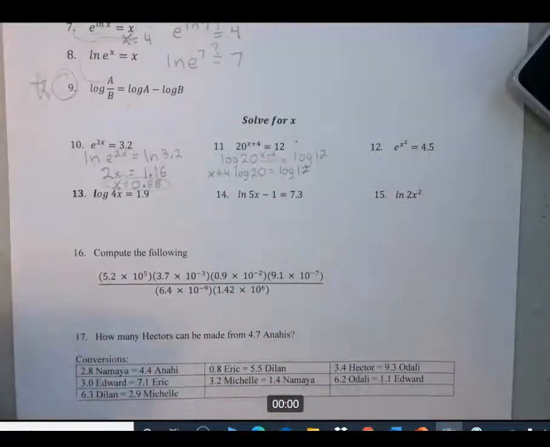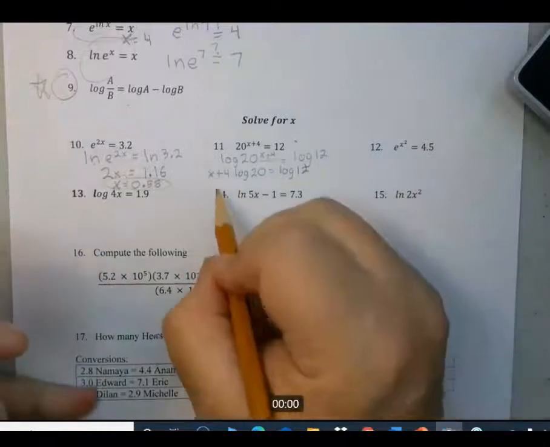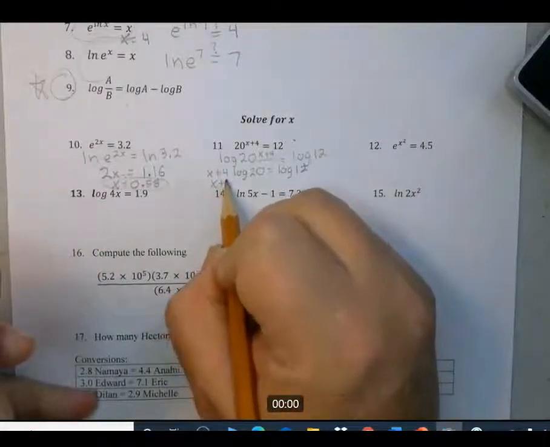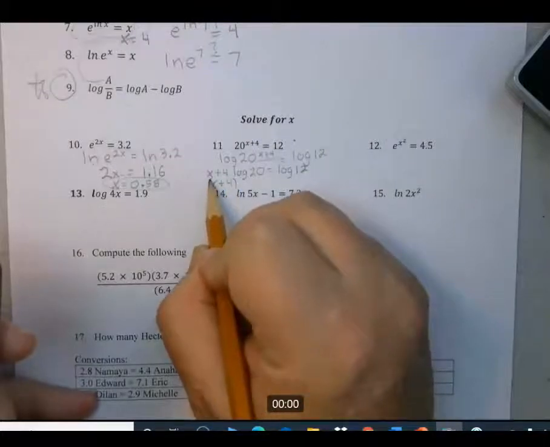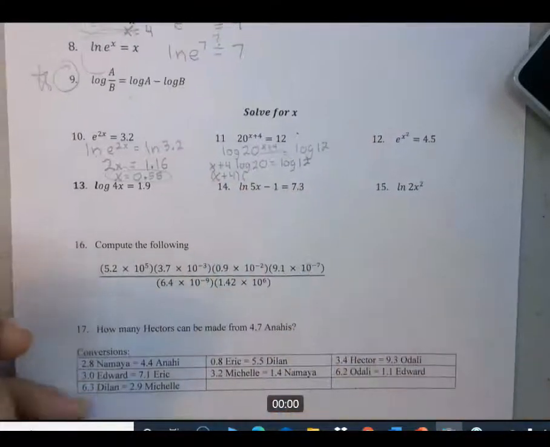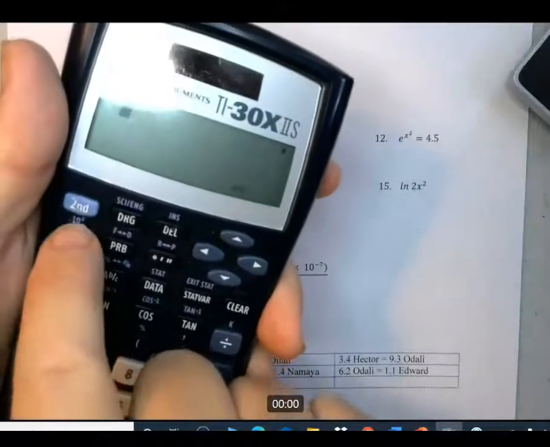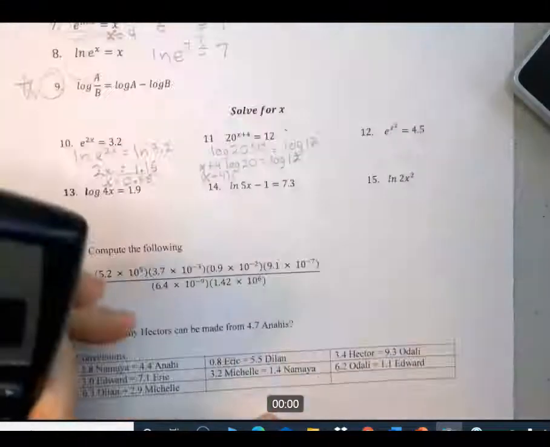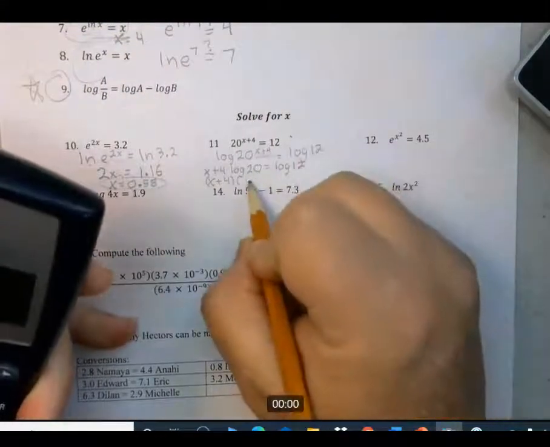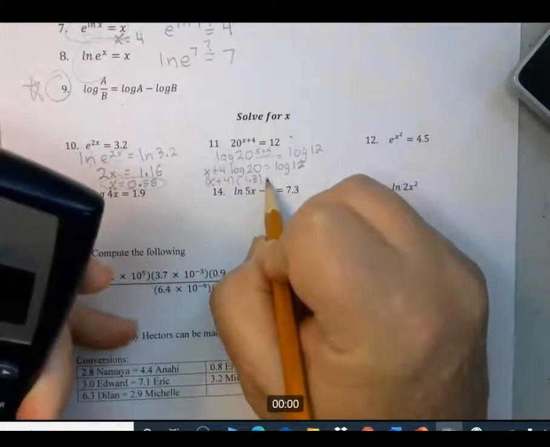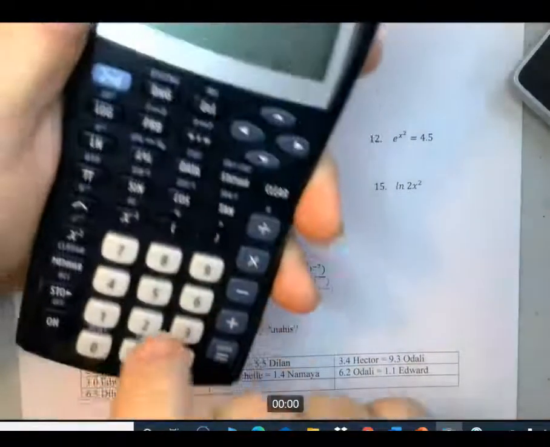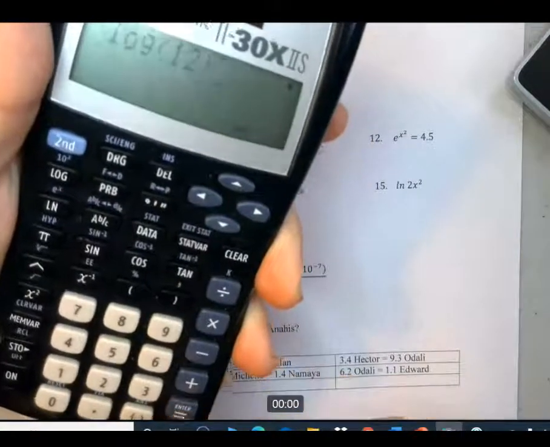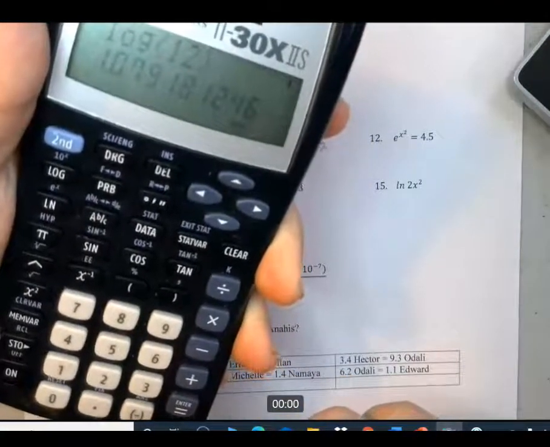Okay, so let's just go ahead and compute log 20 and log 12. So x plus 4 times, and log 20, it's just very simple. I'm just going to do log 20. Close the parenthesis, 1.3 equals log 12, log 1,2, close parenthesis, and it's 1.08.